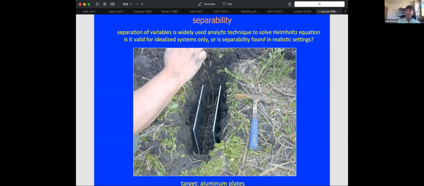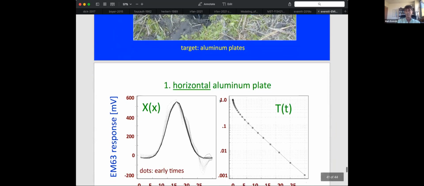And I knew that the solutions that one obtained using separation of variables were unique solutions. So I know that for some systems you had a separable response, by which I mean that the solution is a product of a function of space and a function of time. So we tested that idea with a very simple model. We buried an aluminum plate and then measured the response of it. And this is 2 plates, so I'm just going to show you 1 plate example.